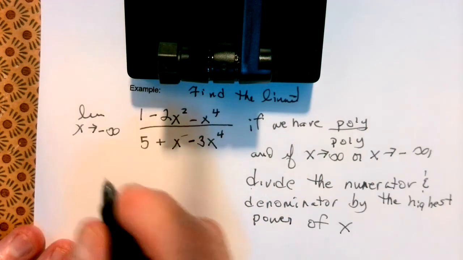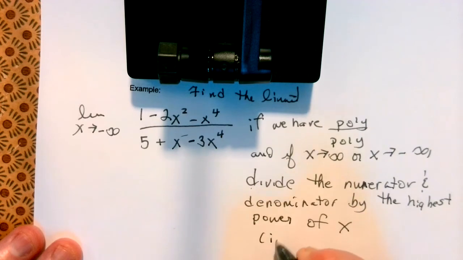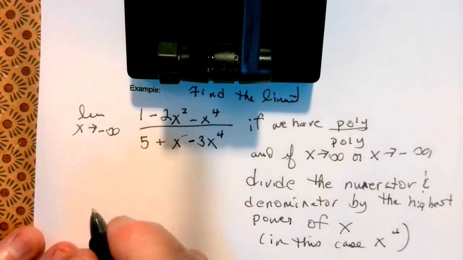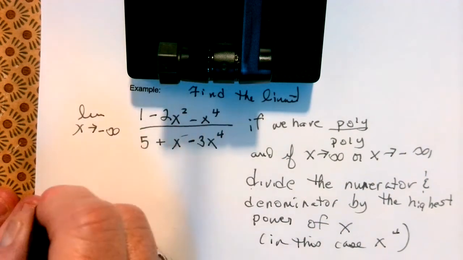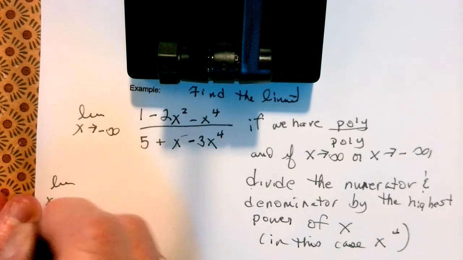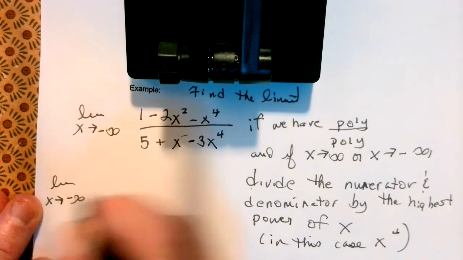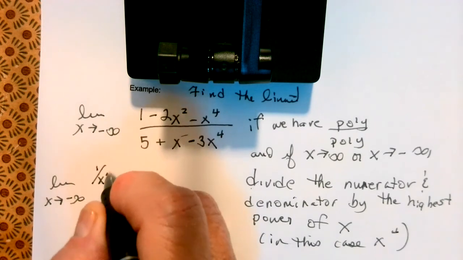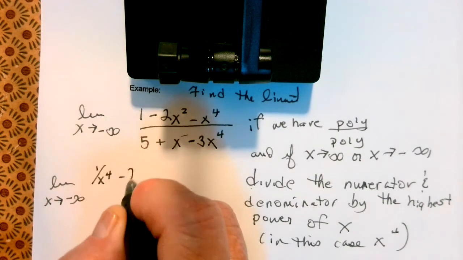Okay, in this case, the highest power is x to the 4th. So I'm going to go ahead and write this all out this time, and then I'll show you an easier way to do this. But this is really what it comes down to. You divide every term by x to the 4th.